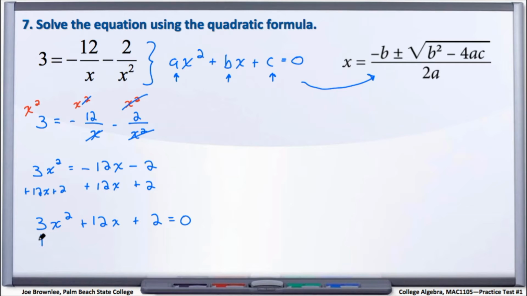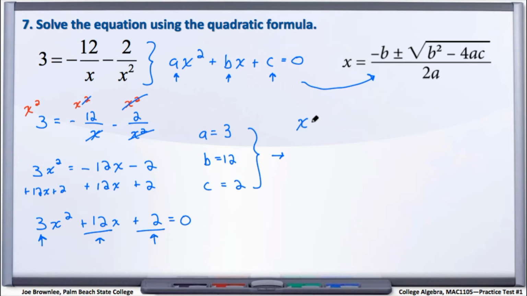We can easily identify a, we can easily identify b, and we can easily identify c. Don't forget, when you're identifying your a, b, and c, to also include whatever sign accompanies that particular value. So if this was 3x squared minus 12, our b would be negative 12. If this was minus 2, our c would be negative 2, and so on. In this case, though, we have a equals 3, b equals positive 12, and c equals positive 2. So now we're going to take these values, plug them into the quadratic equation, and see what happens.